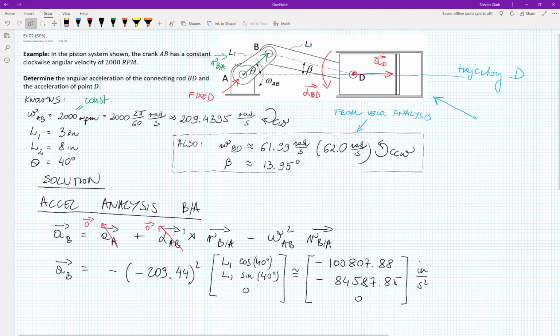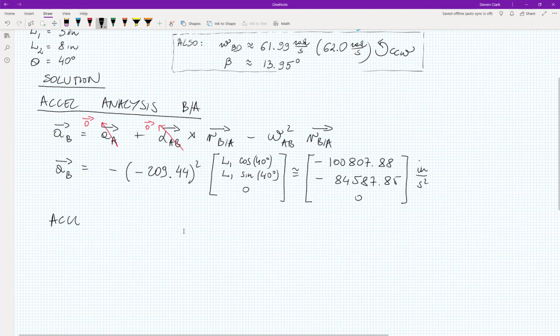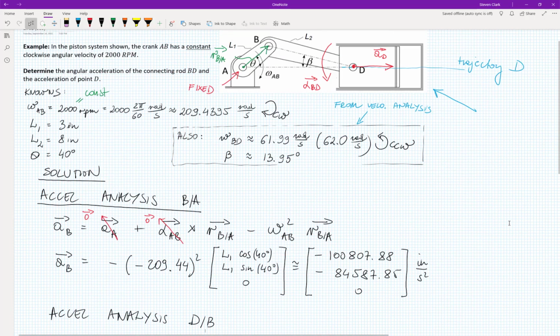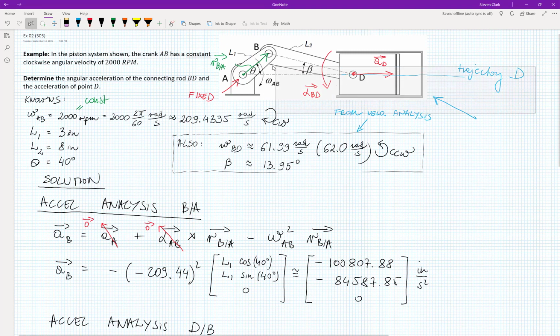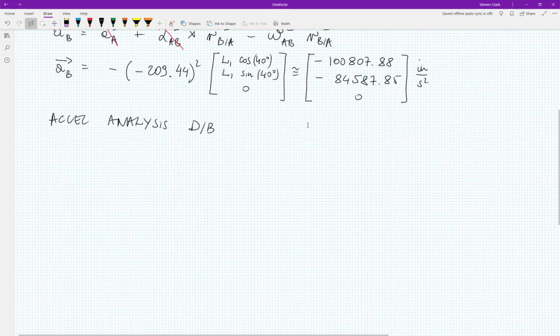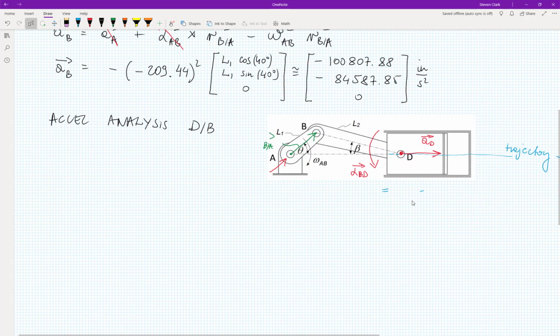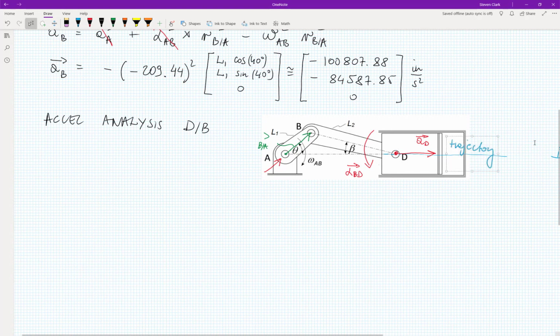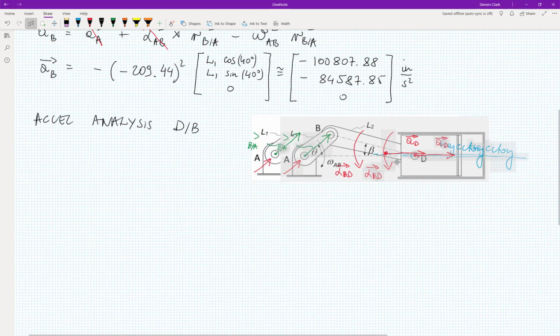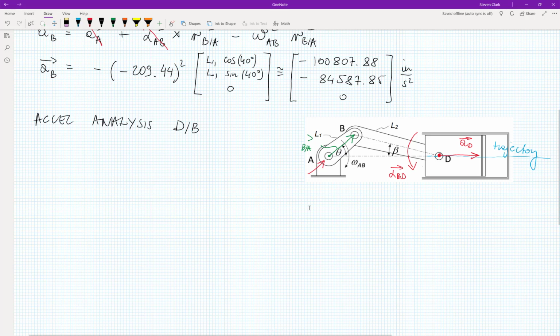So this is the first part of the problem, and the second part of the problem is acceleration analysis between D and B. So we will run that acceleration analysis one more time, for the final time today, for the 5th time today. Okay, let me copy that drawing. So this is our drawing. Okay, so let's write our magical expression from the previous board.